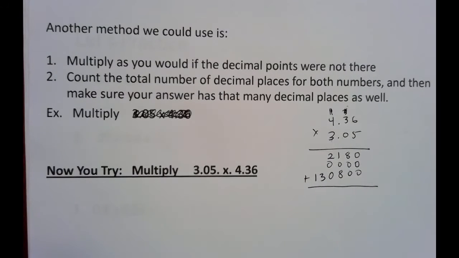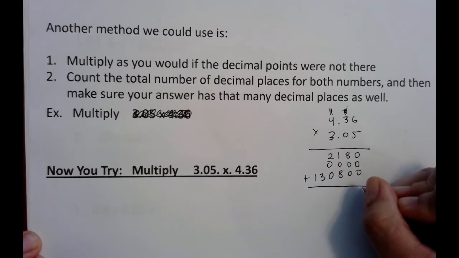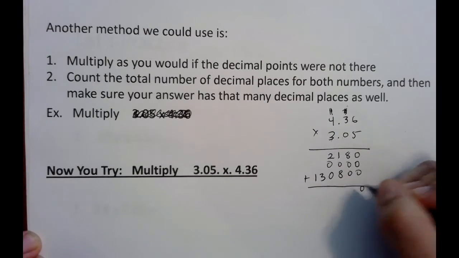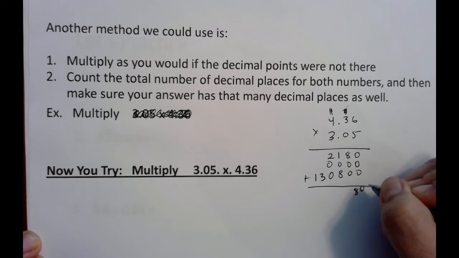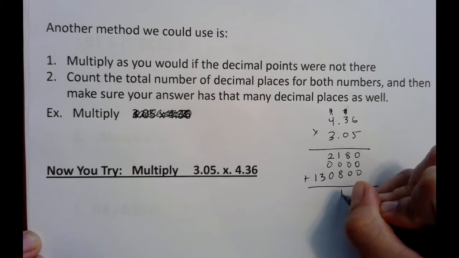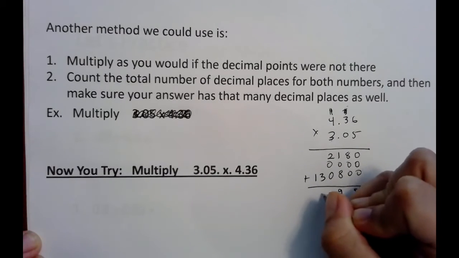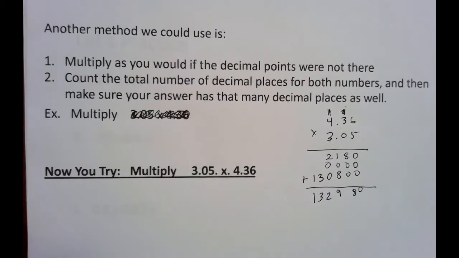So you would get, okay, so then you have 0, 8, 9, 2, 3, and then 1.